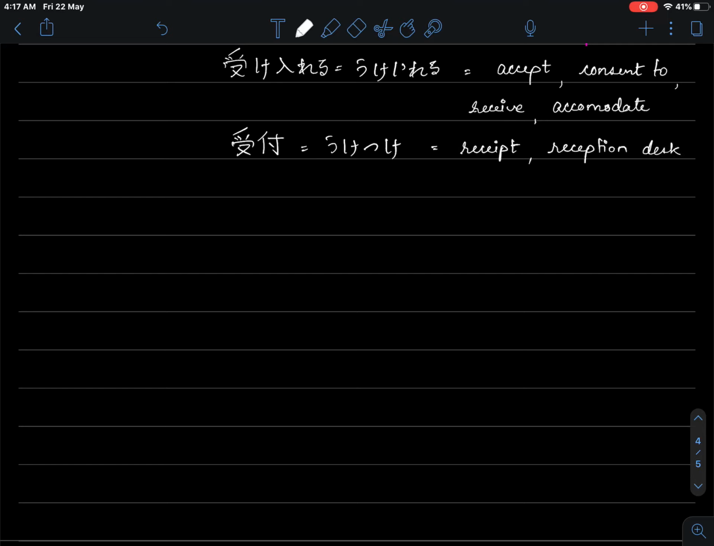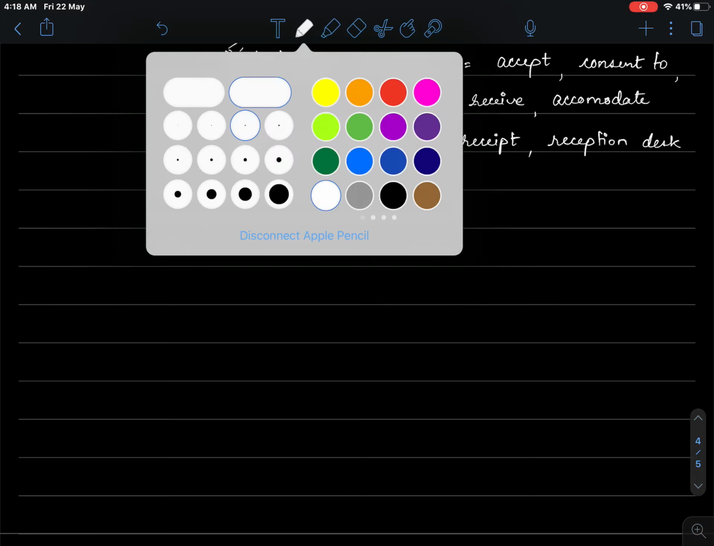You know, the reception desk at an office, for example, or at the doctor's clinic, or at a hospital, anywhere. So those kinds of reception desks are also called uketsuke. Okay, it's a very common word.